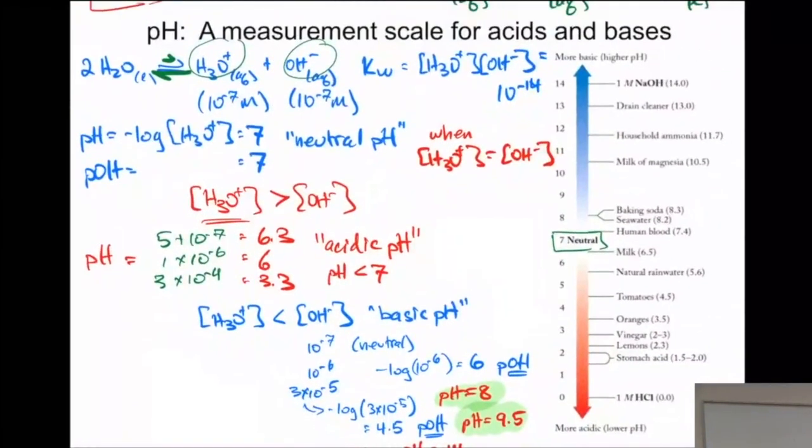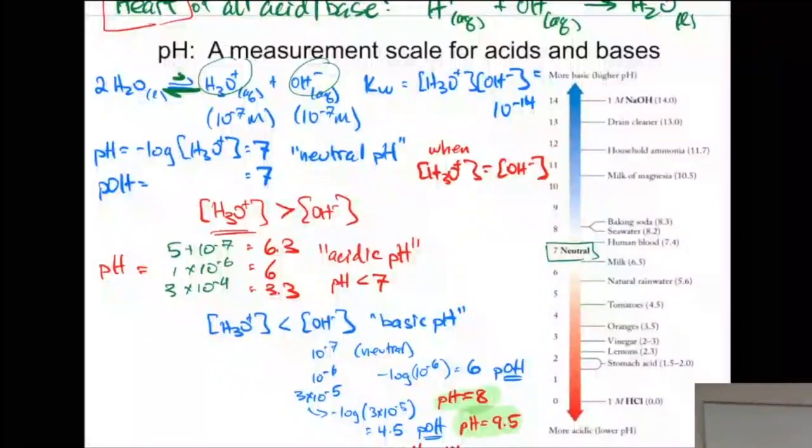Here's a couple of examples of bases. Sodium hydroxide you're very familiar with as a base. But drain cleaner is very basic. Household ammonia, milk of magnesia. We'll be doing a lab with milk of magnesia. It's pretty fun later on.